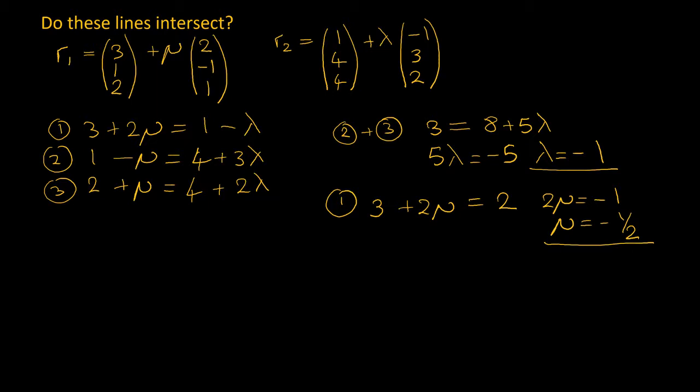Okay, so let's pick equation 2. So we've got 1 minus a half, so that's plus a half. That would be the left hand side. And then on the right hand side we've got 4 plus minus 3. So on the left hand side we can see we've got 1.5. On the right hand side we've got 1, and they don't equal each other, and therefore these don't intersect.